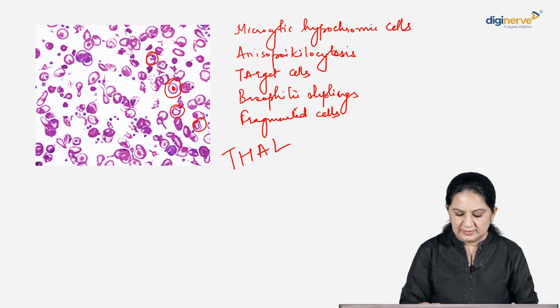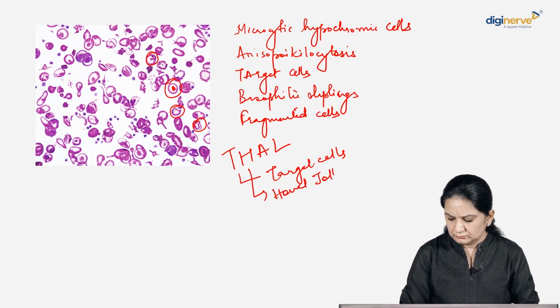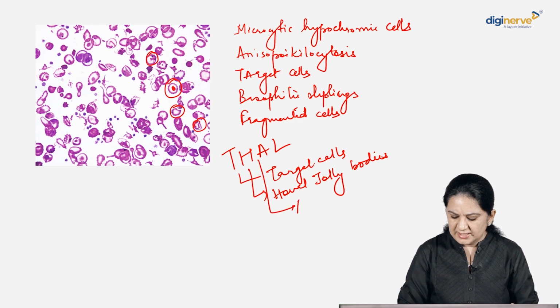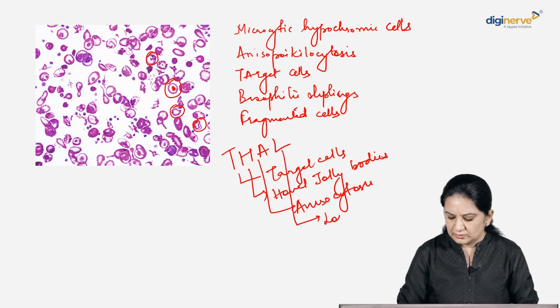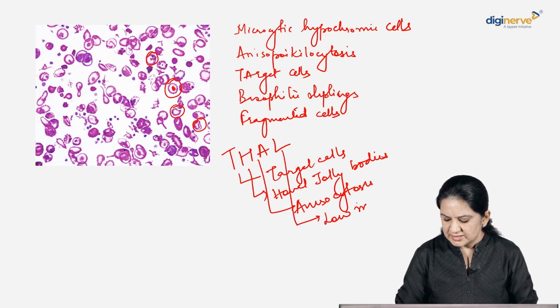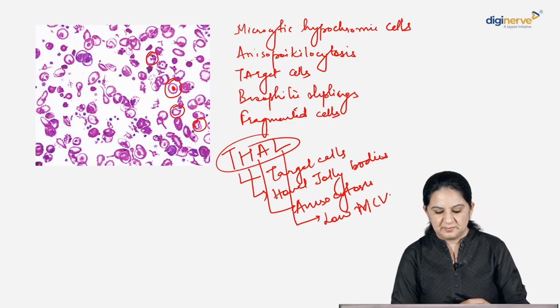Please remember thal: target cells, Howell-Jolly bodies, anisocytosis, and low MCV or microcytic cells. All right. Characteristic thal in the thalassemic blood picture.